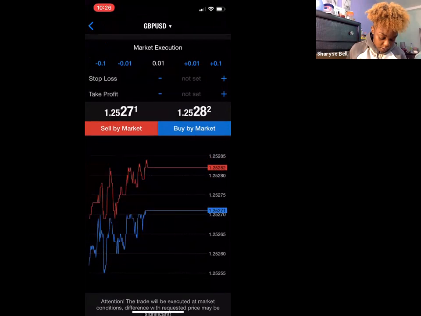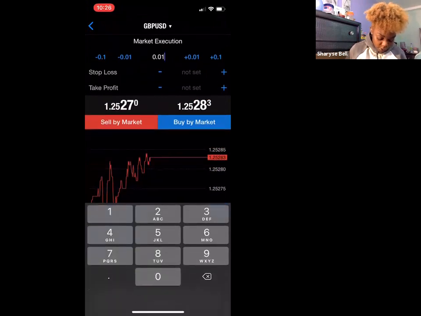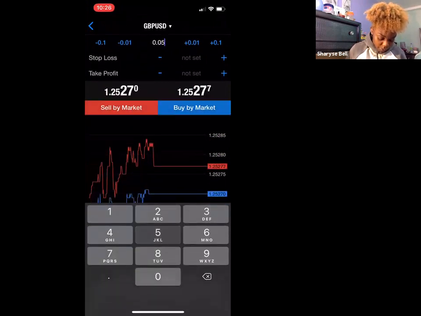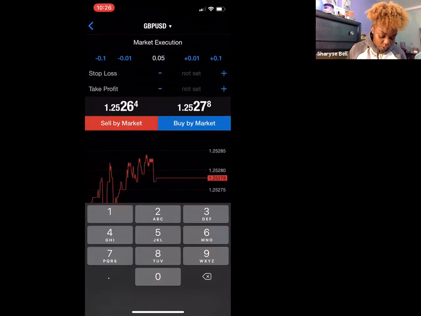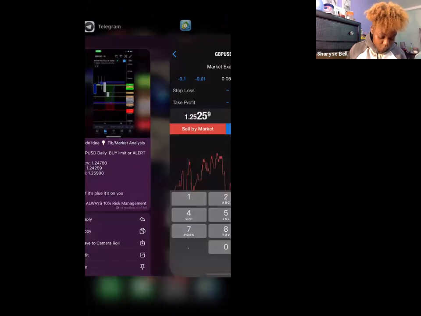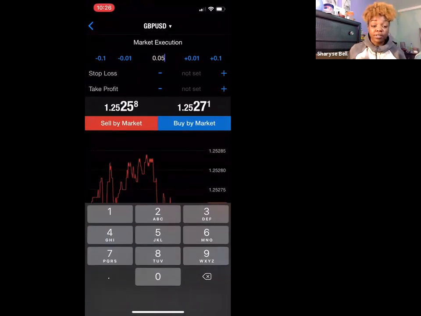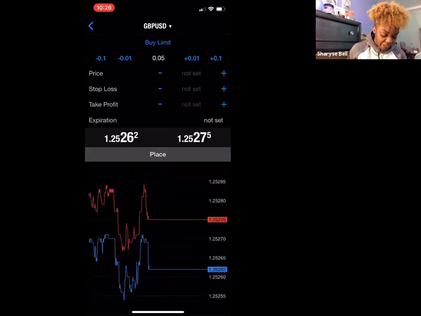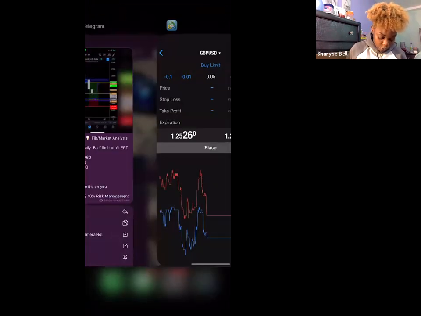Boom, GBP USD, cool. I'm going to adjust my stop parameters. I'm going to adjust my lot size. Okay, cool. Then I'm going to go and check GBP USD. This is a buy limit. You have to check what kind of order it is first before you input the numbers, because the numbers will disappear if you put them in before checking the order. So we're going to go to buy limit, right? Now I'm just going to copy and paste.